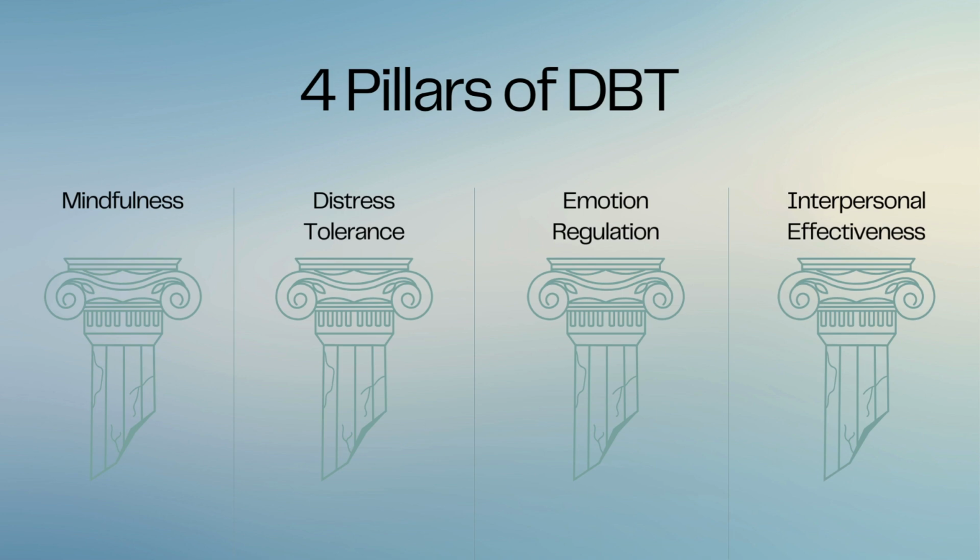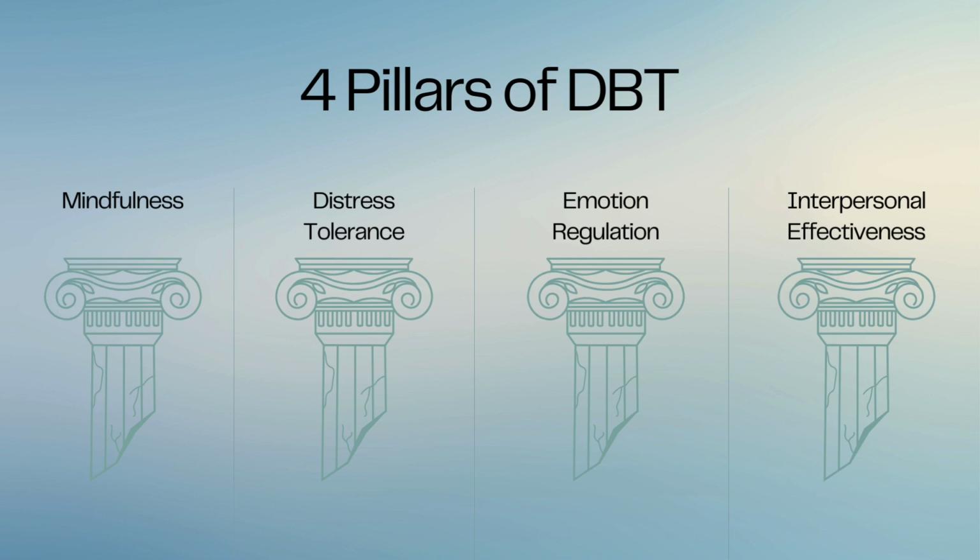The third is emotional regulation. This pillar aims to help clients understand and manage their intense emotions. Emotion regulation skills focus on identifying and labeling emotions, reducing emotional vulnerability, and increasing positive emotional experiences. By learning to regulate emotions, clients can decrease the frequency and intensity of emotional outbursts and improve their overall emotional well being.